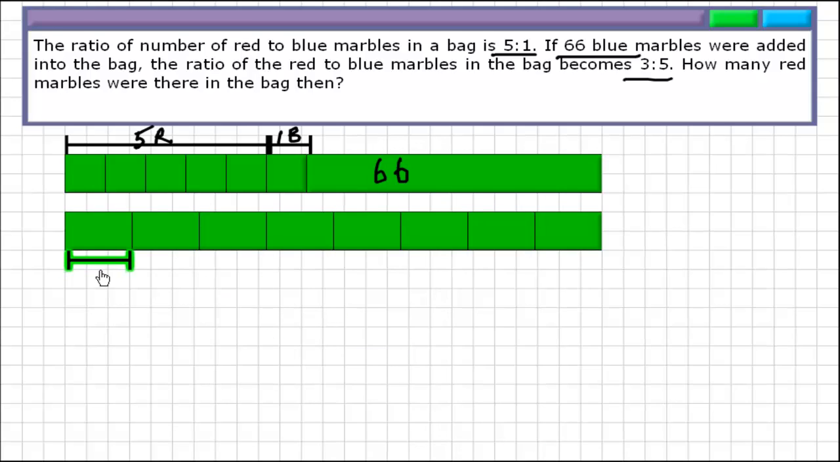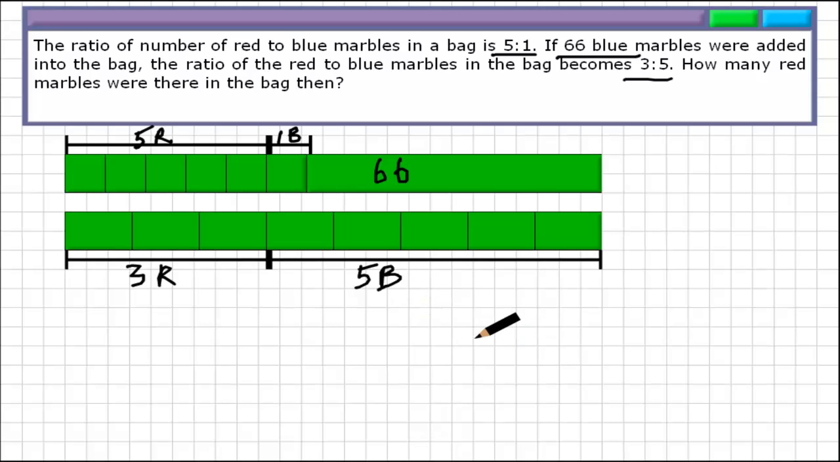Now we can label it. It's 3. Now let's label the new ratio. That's 3R and 5 blue. Okay, and name this first model as before and after.